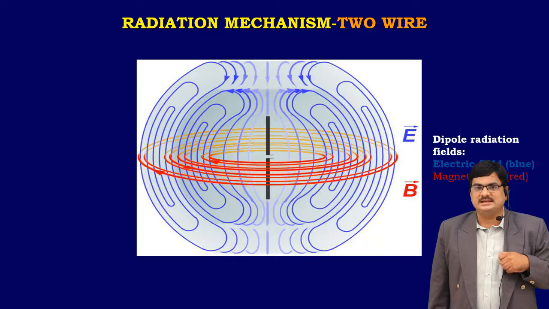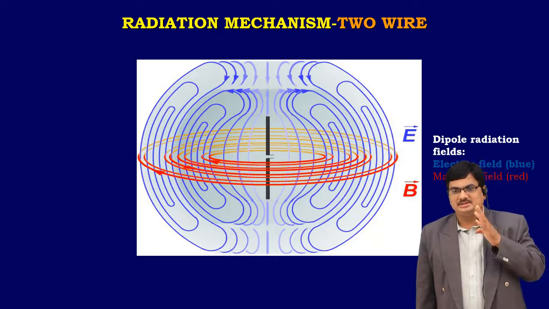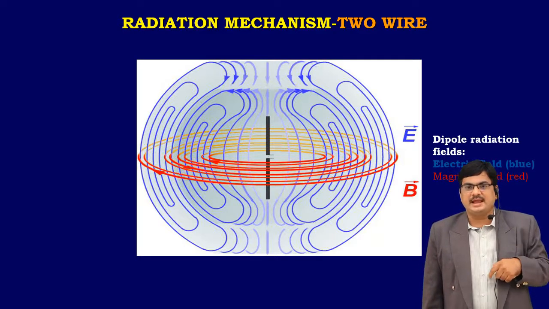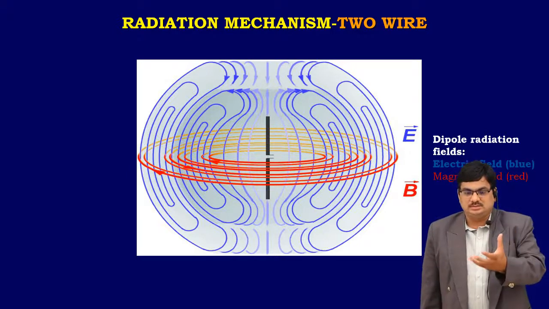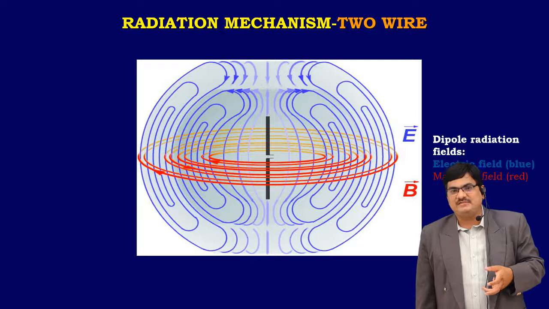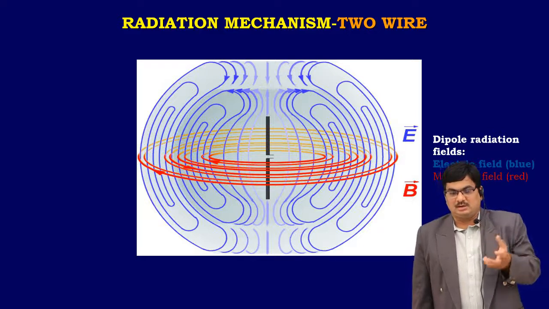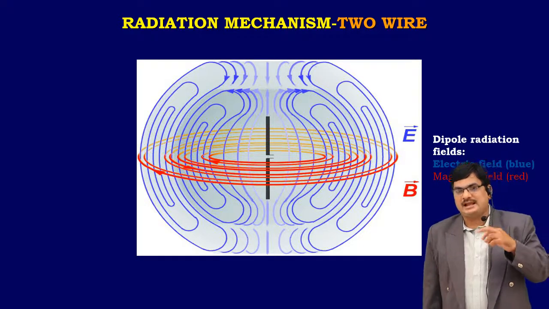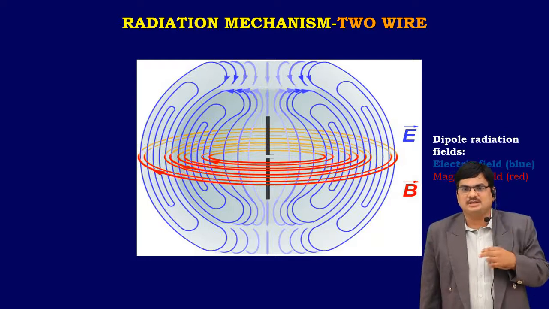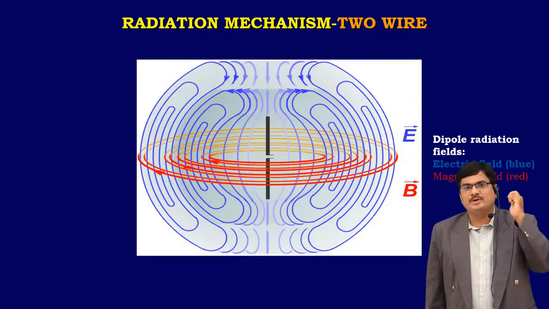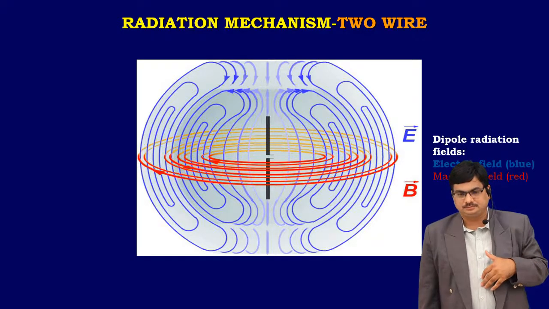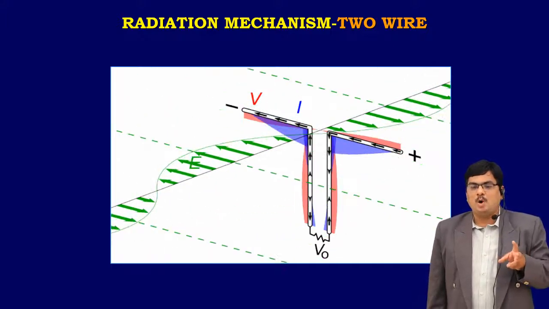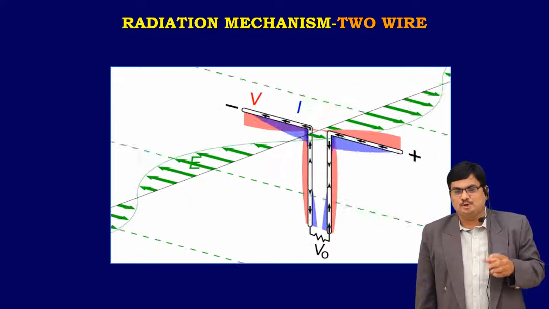So those blue lines indicate your electric field lines, and red lines indicate your magnetic field. So always for an antenna, the electric and magnetic fields are in opposite directions and always perpendicular to each other. Whenever at one point you calculate the magnetic field and the electric field, both will cancel and get zero current there. So this is how the radiation occurs in a two-wire line.